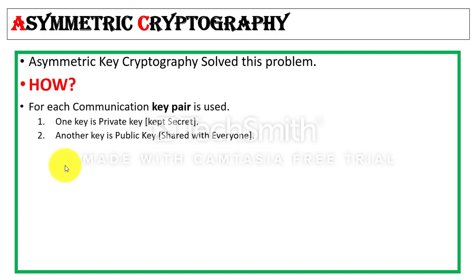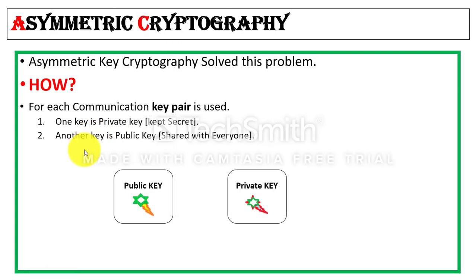Now we have two keys, that is key pair. In symmetric cryptography we were using same key for encryption and decryption. Now in asymmetric cryptography we have a key pair. In this we have one key as private key, another key as public key. Private key is kept secret and public key is shared with everybody. In symmetric we have only one key for encryption and decryption, and right now in asymmetric cryptography we are using two keys, public and private key. Let's see in detail. Suppose this is private key and this is the public key.